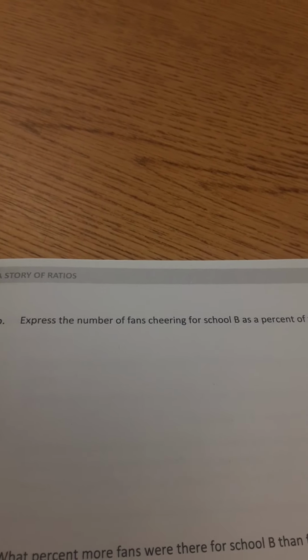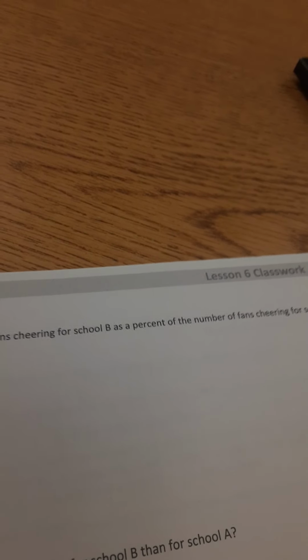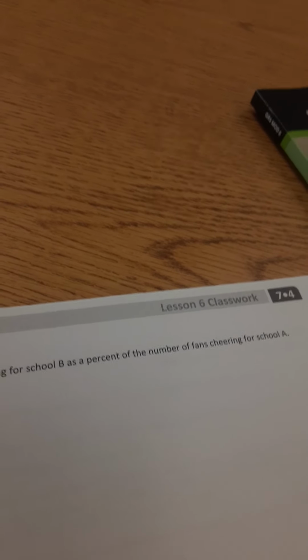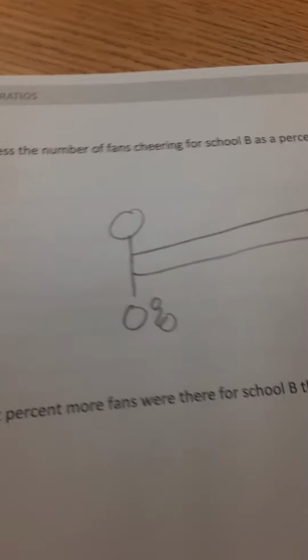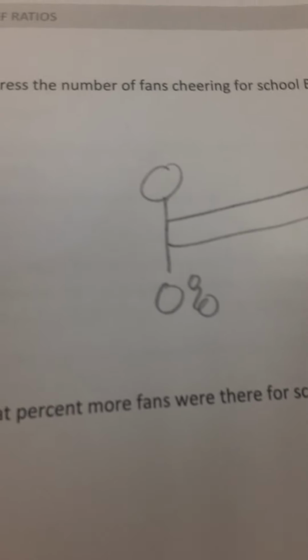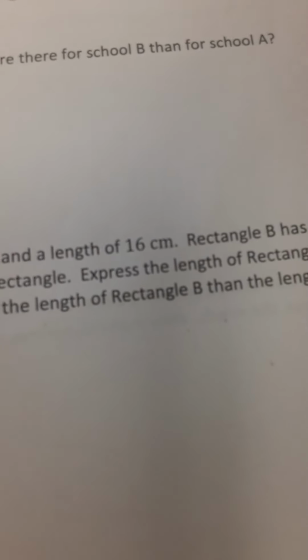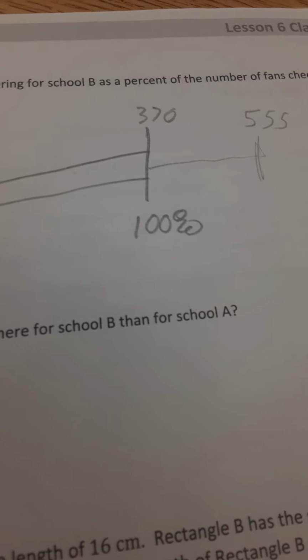Makes sense. Now it says, express the number of fans cheering for school B as a percentage of the number of fans cheering for school A. Okay, so here's what we know. Double number line. It just helps us visualize it, guys. I know you're sick of drawing them, but it also doesn't take much. Okay, we know 100% here is school A, which is 370 fans. So where is the 555 going to land? We obviously know it's going to be greater than 100%.